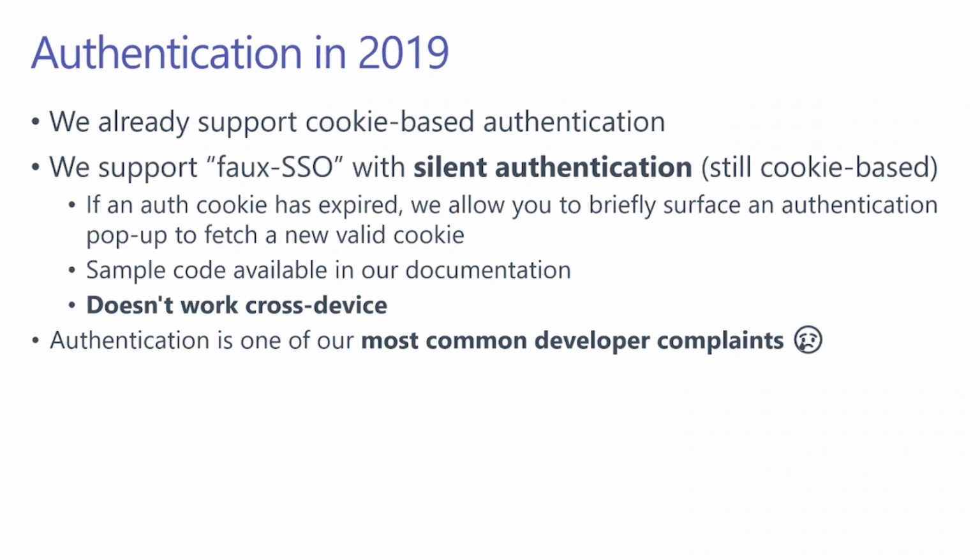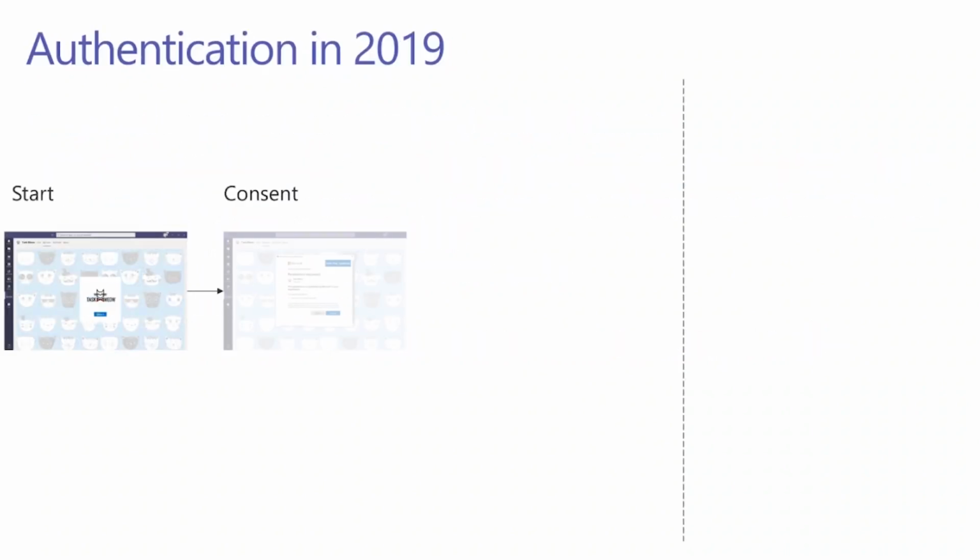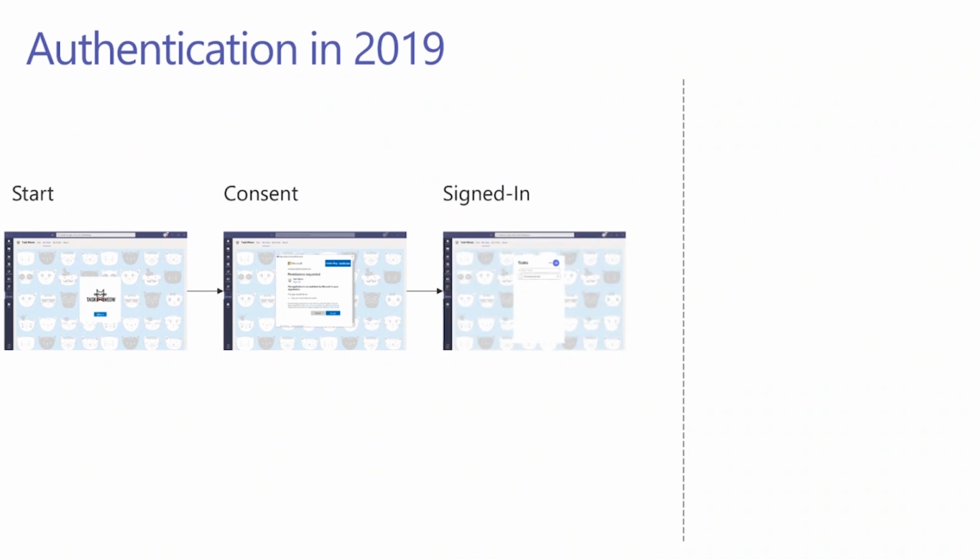Finally, we talk to developers a lot, especially our MVP community, and we've heard you loud and clear. Authentication sucks. It's hard to build. It's not fun. A lot of edge cases. So authentication is one of our biggest, most common complaints. And so really, like I said earlier, SSO for tabs is the first part of a much bigger journey that we're taking to improve the SSO story all up for Teams. So a lot of what I'm going to show you today, when we do have SSO for bots and messaging extensions in the future, it's going to look very similar to this.